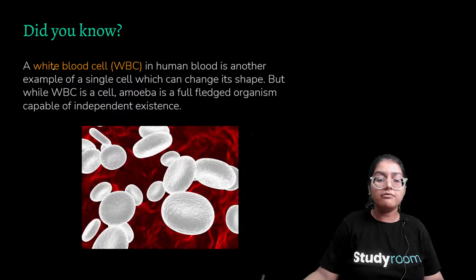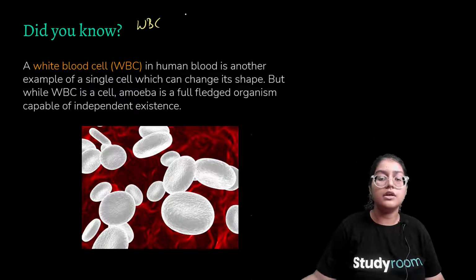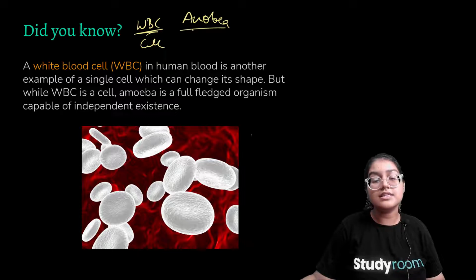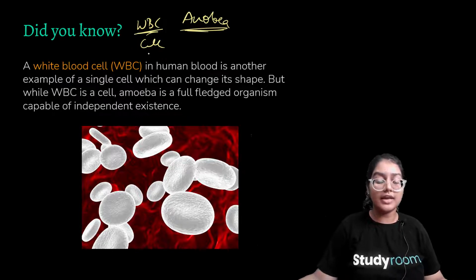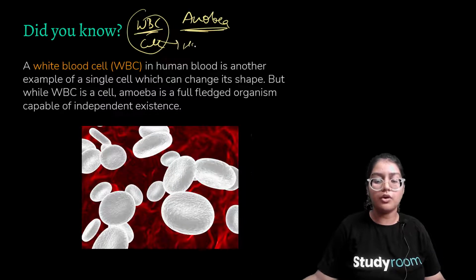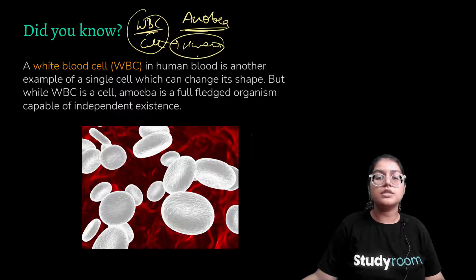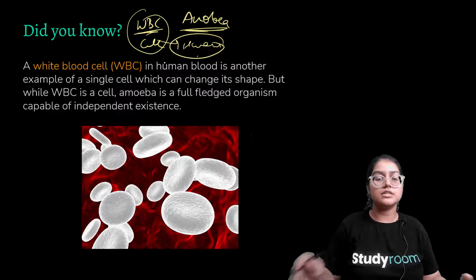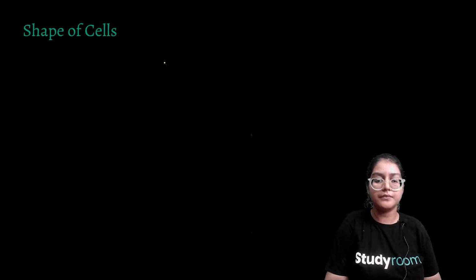Did you know even a white blood cell, WBC, in human blood is another example of a single cell which can change its shape? But while a WBC is a cell, amoeba is a full-fledged organism. The difference between WBC and amoeba is that they both are single cell, but this is only a cell, present in humans, while amoeba is a single-celled organism, an organism which has a single cell. So this is the difference between WBC and amoeba.